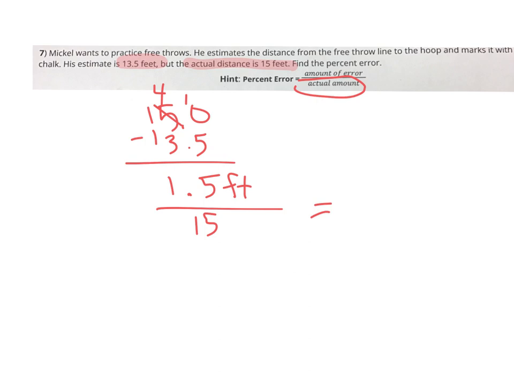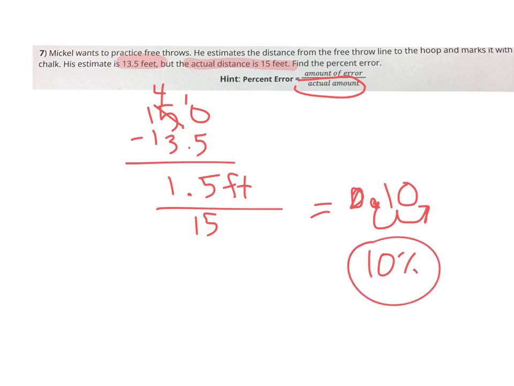So 1.5 divided by 15 is 0.1, same thing as 0.10. But this is just the decimal version. We want the percentage, so we move it not one space, but two spaces. So instead of 0.10 or 0.1, you're going to get 10%. So the error was 10%.